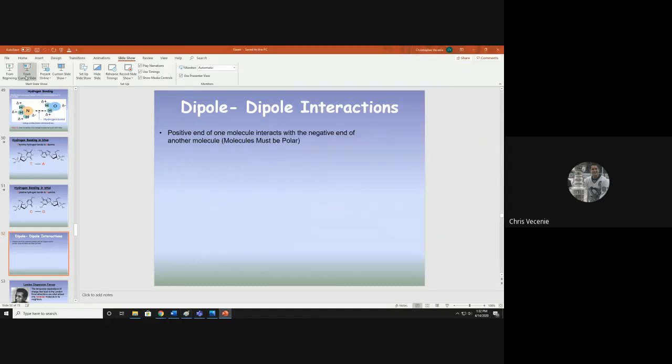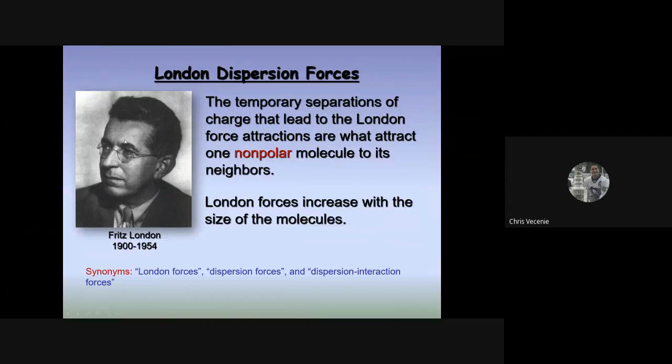All right, the last one is the easiest. It's called London dispersion. Right? It gets a couple names. They call them London dispersion. They call them van der Waals forces. So if you read something about van der Waals forces, right, those are just London dispersion.